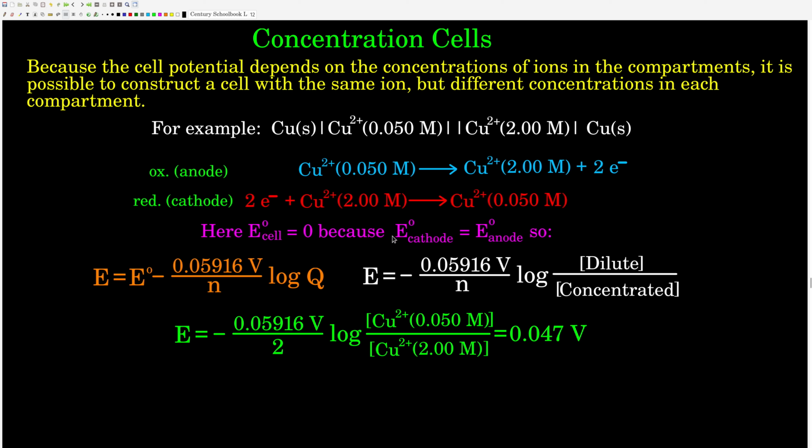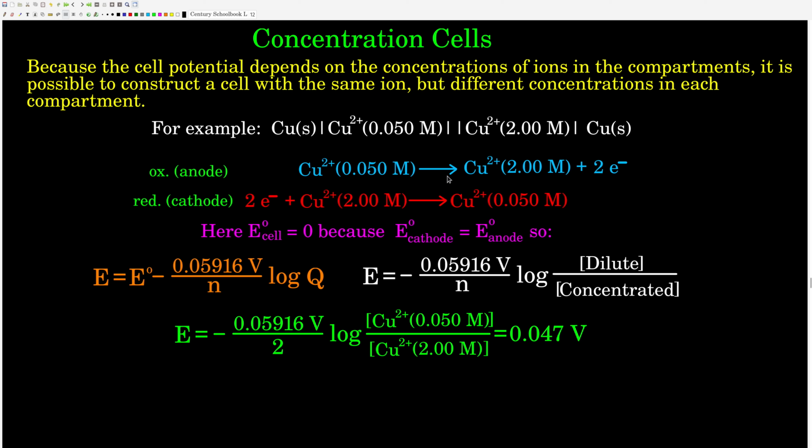Now, in a concentration cell, E0 is equal to 0 because E0 of the cathode is equal to E0 of the anode. They're both copper 2, and standard conditions means 1 molar. So whatever the cell potential is for copper 2, it's the same in both half cells. So because E0 is equal to 0, this term goes away, and E of the cell is equal to negative 0.05916 volts over the number of moles of electrons transferred, log base 10 of Q, which is the concentration of the dilute solution over the concentration of the concentrated solution.